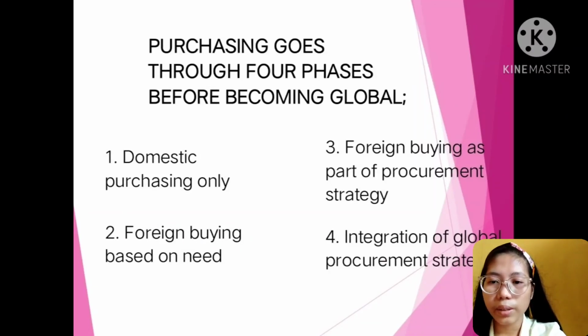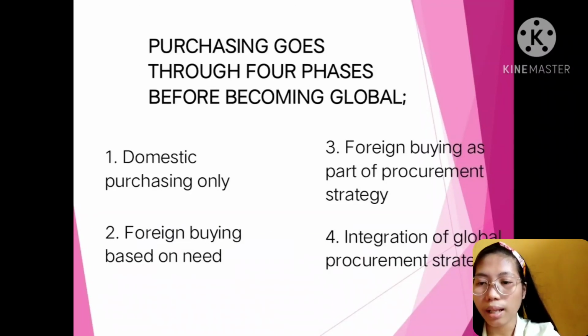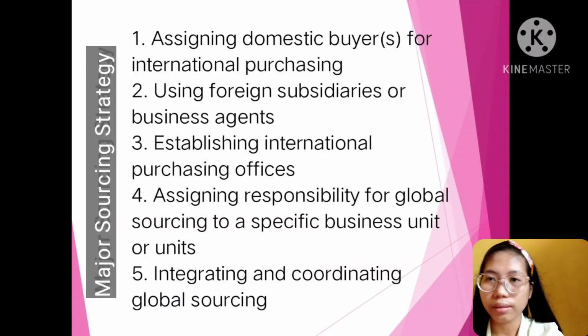First, domestic purchasing only. Second, foreign buying based on need. Third, foreign buying as part of procurement strategy. And fourth, integration of global procurement strategy.